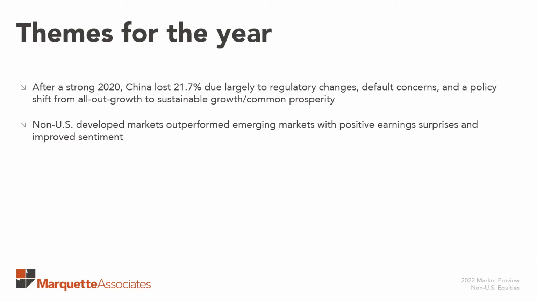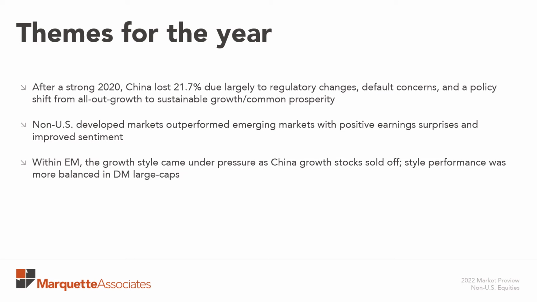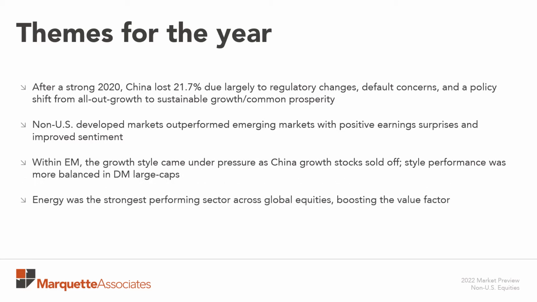Another knock-on effect was that the growth style within EM struggled, as many of the high-flying Chinese growth stocks sold off. The fact that we saw energy companies rebound throughout the world further pushed value ahead of growth in the EM universe. Finally, a major theme that came about was rising inflation as a result of supply chain challenges and a low interest rate environment.